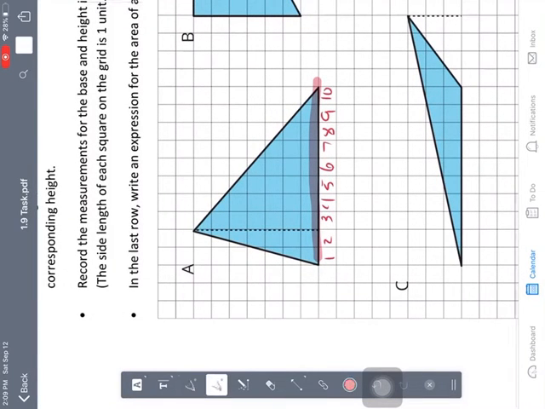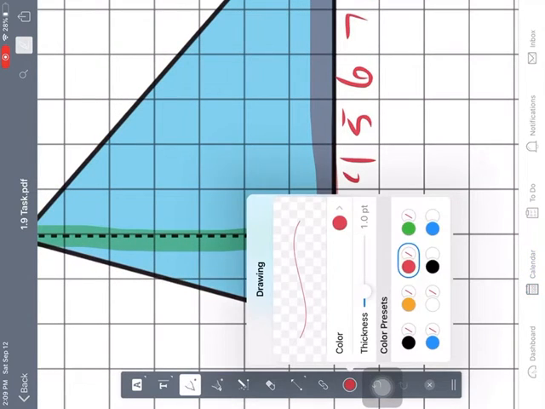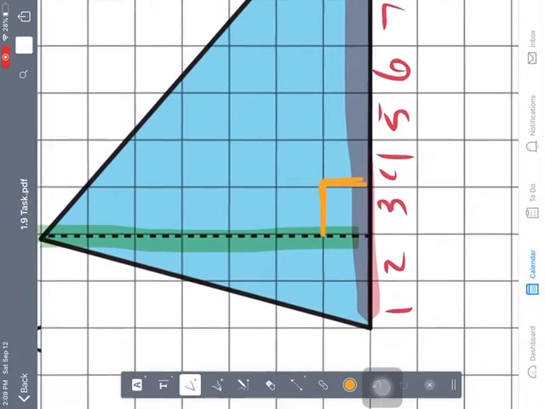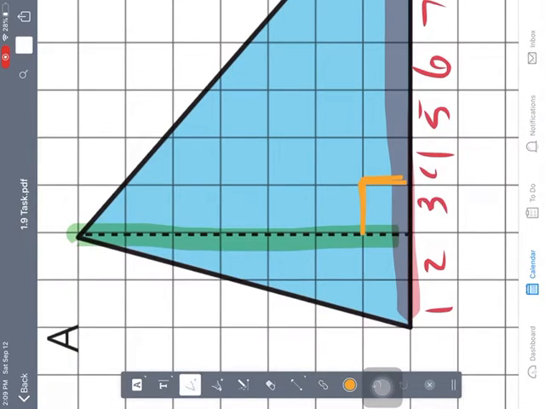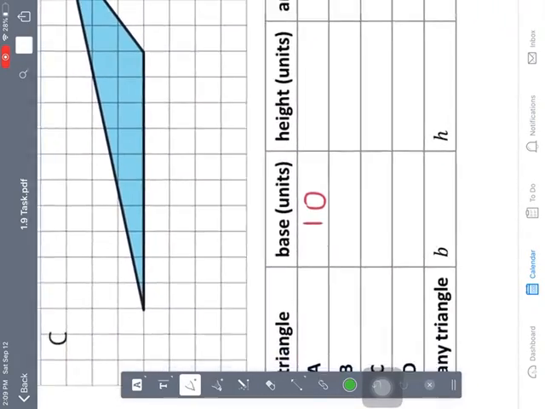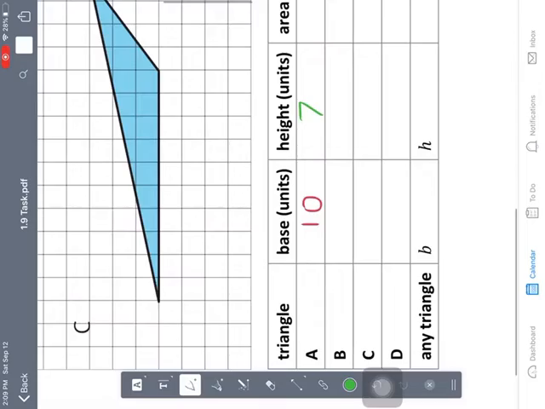So for my height, I'm going to use that line because we can see on the grid it forms my 90-degree angle between my base and my height, so I can use it. It has to be 90 degrees. And then since it's on the grid, I am just going to count up to get the value. So 1, 2, 3, 4, 5, 6, and 7. So for the height for triangle A, it would be 7.